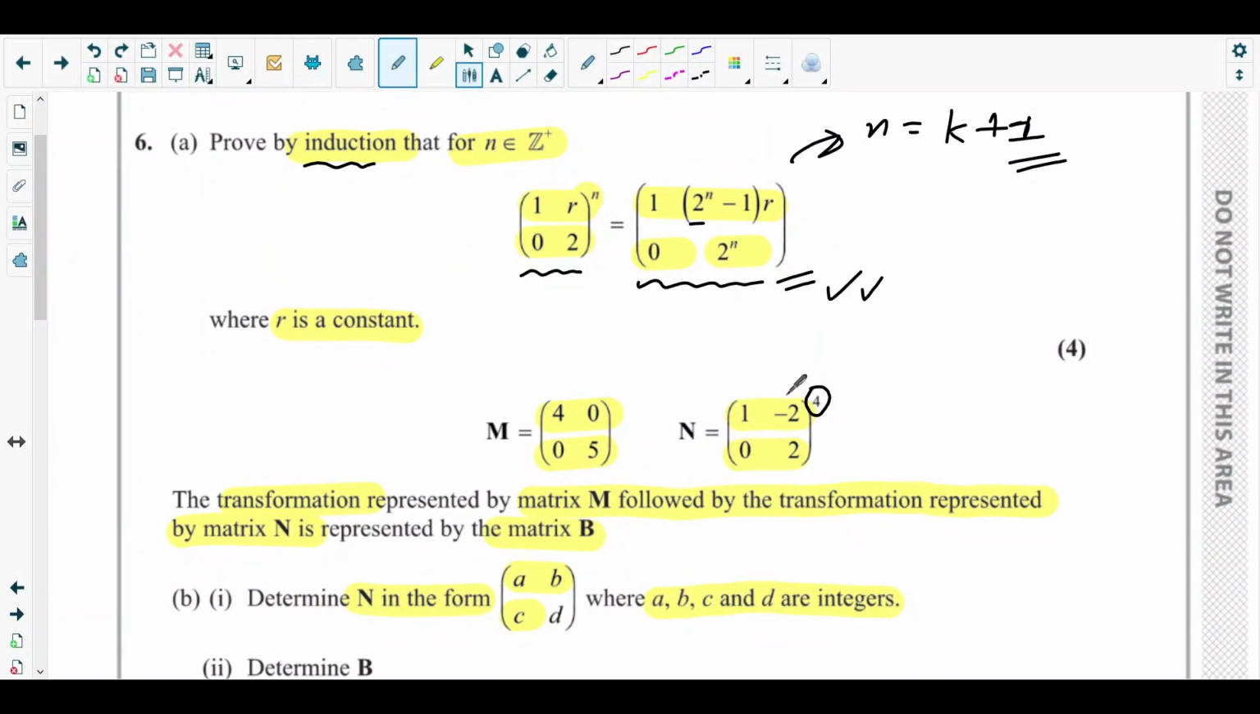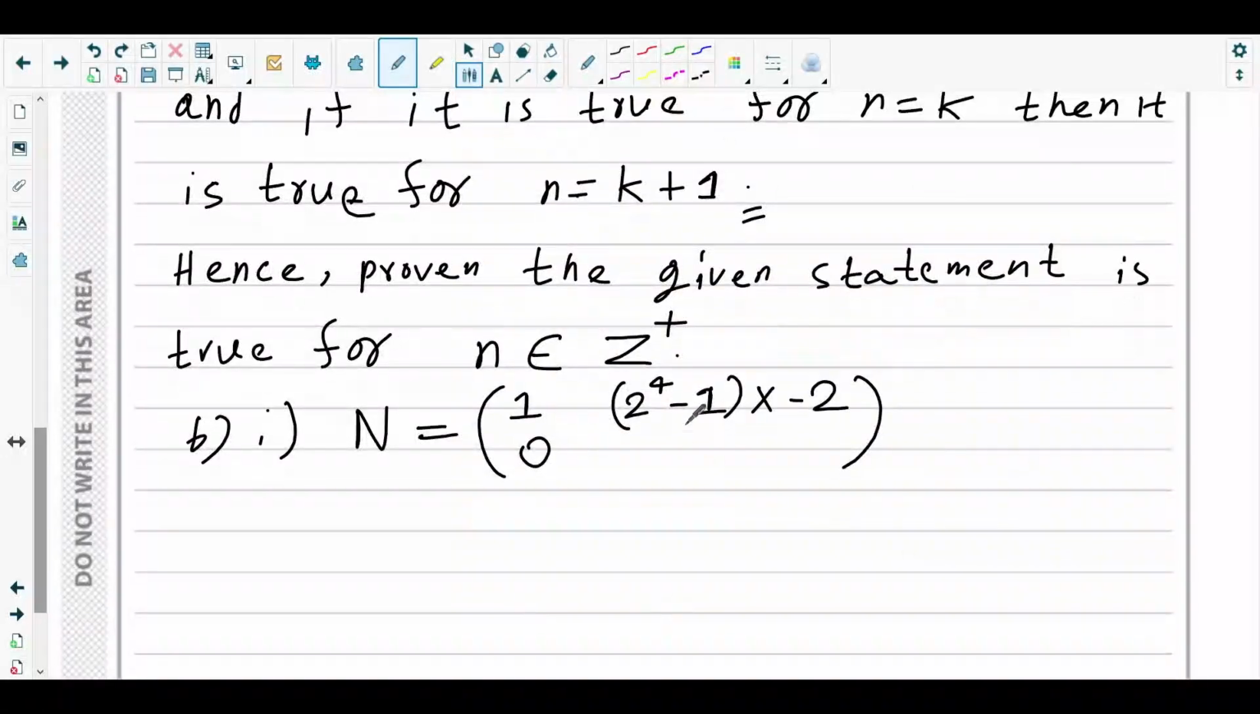Yes, the value for r here is basically -2. This is 0 and then 2. So in this place, it will be 2 to the power n, so that would be 2 to the power 4. Now calculate the numbers within the matrix.